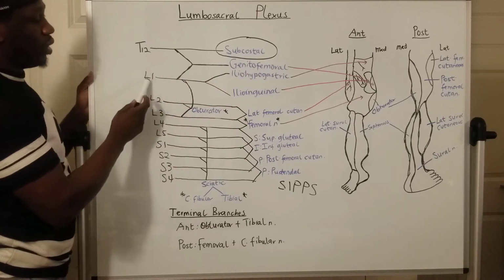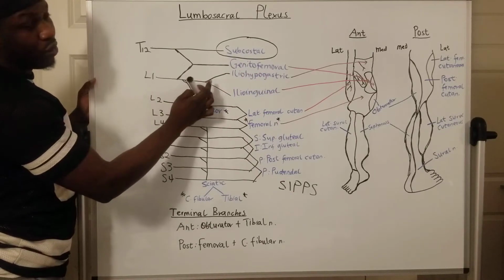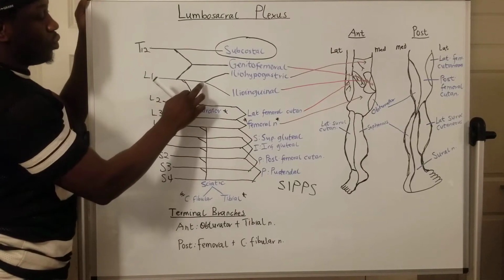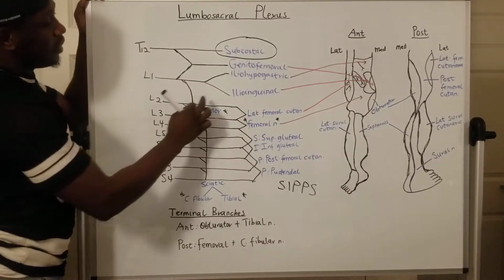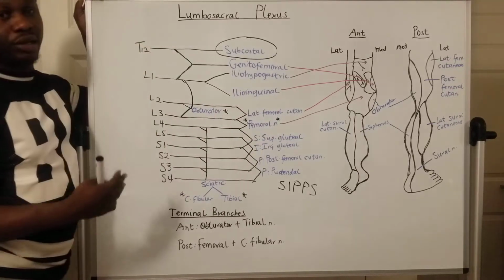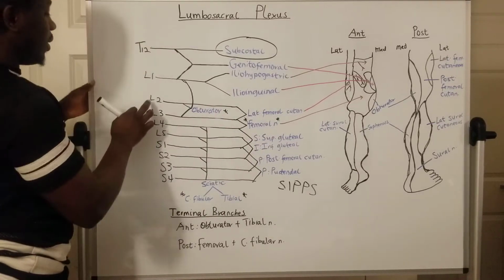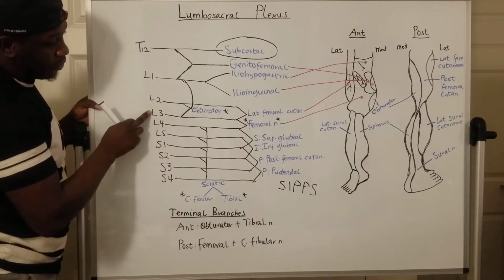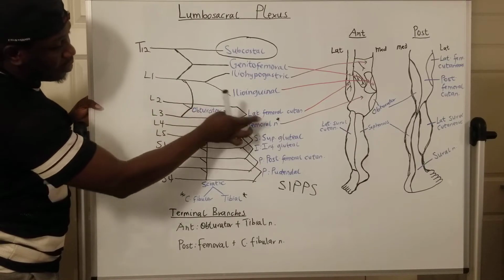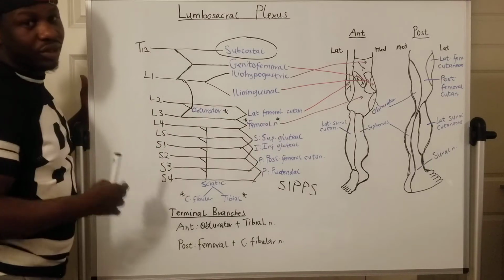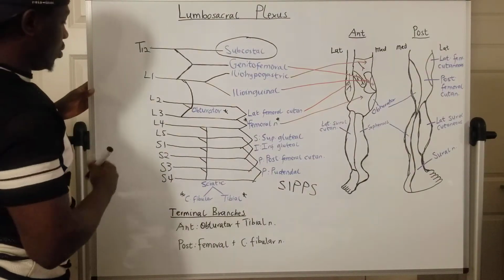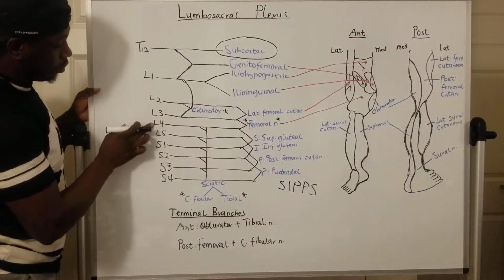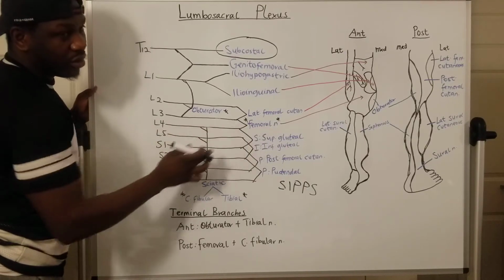And then we come to L1. We realize that L1 will give off two branches. So for L1, we have the iliohypogastric, and then we have the ilioinguinal. Then L2, L3, we have the lateral femoral cutaneous nerve. L2, L3, lateral femoral cutaneous nerve. L3, L4, we have the femoral nerve.